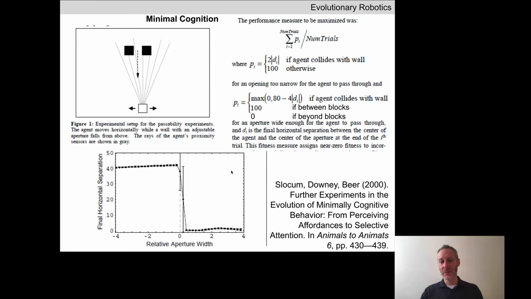What does the agent, tell me about the right-hand side of this figure now. What does the agent do on average when the aperture is passable? If you have an idea, go ahead and type it into chat.